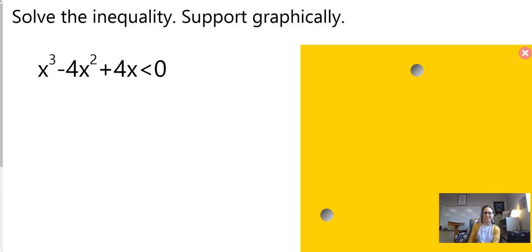All right, force a pause on your screen. Can you please copy the inequality for me? All right, so let's make our number line without looking at the graph, and then we'll look at the graph and make sure we were correct.